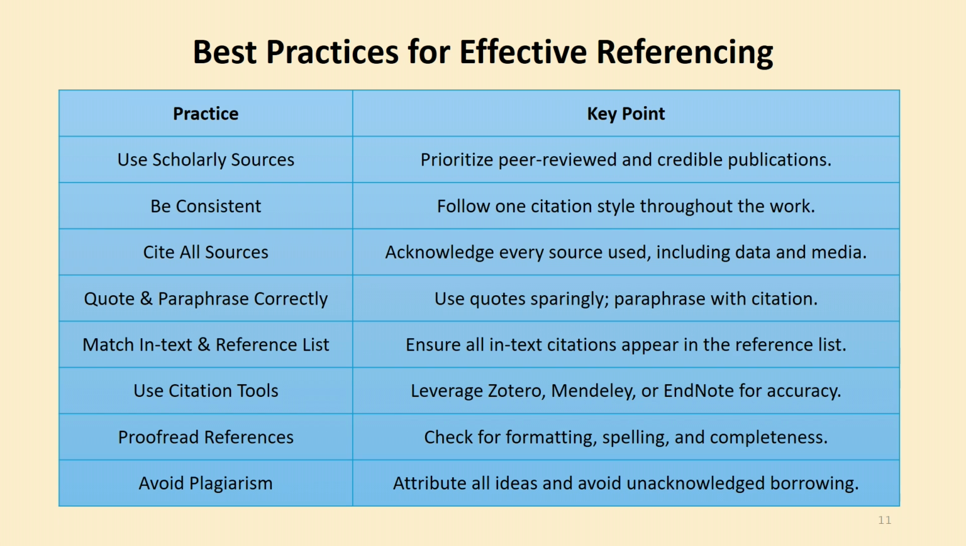Best practices for effective referencing. You can make a note of the key practices. Let us discuss. First is use scholarly sources. Key points: prioritize peer-reviewed and credible publications. It is highly recommended that you use credible publications. Be consistent. Follow one citation style throughout the work. Do not mix the citation style throughout the research proposal. Follow one uniform style of citation.